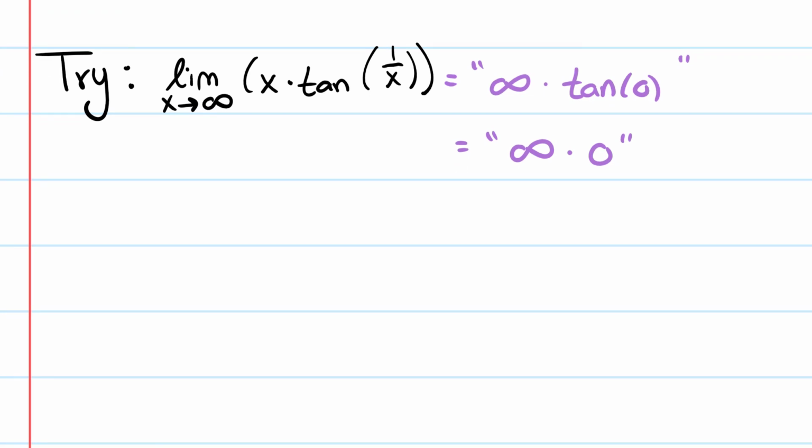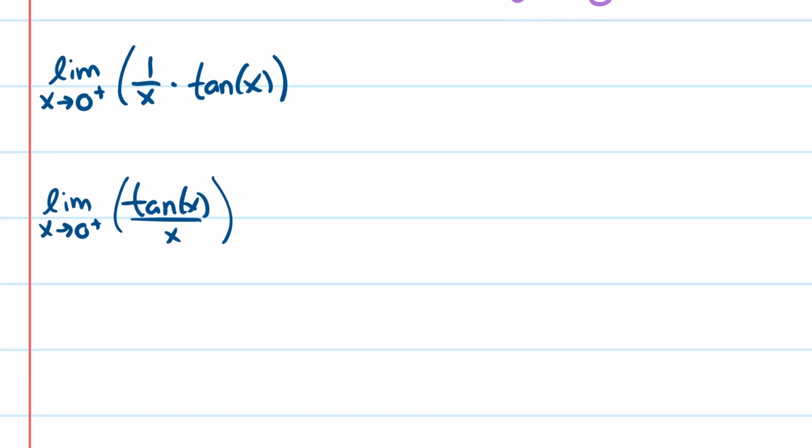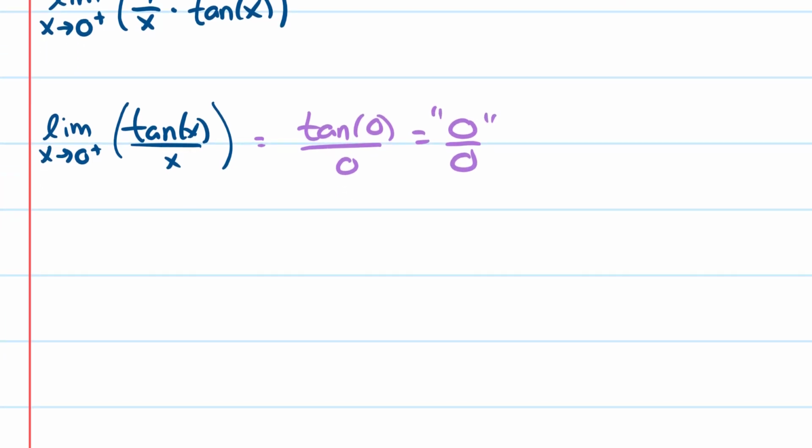And whenever we have infinity times 0 or 0 times infinity, we're going to use reciprocal substitution. So this is going to be the limit as x approaches 0 from the right of 1 over x times tangent of x. So this is the limit as x approaches 0 from the right of tangent of x divided by x. So if I try to do a direct substitution here, I get tangent of 0 divided by 0, which becomes 0 over 0. What this means is I get to use L'Hopital's rule.